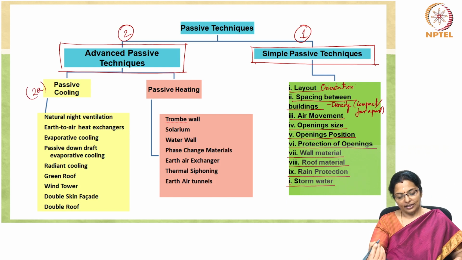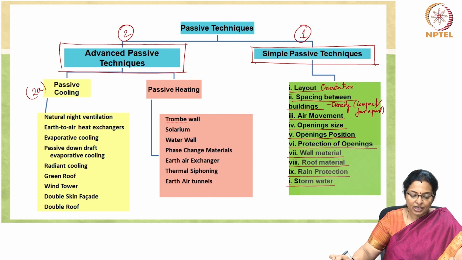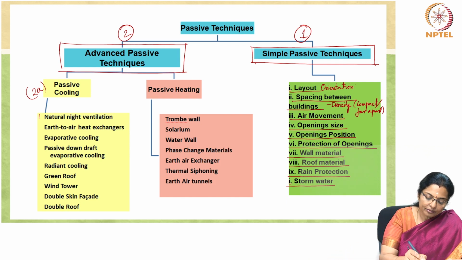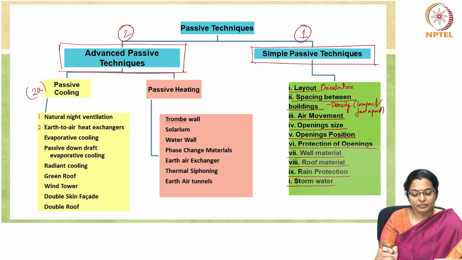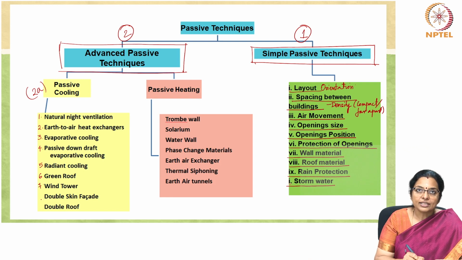So, what are the various passive cooling techniques? We have the natural night ventilation, earth to air exchangers, evaporative cooling, PDEC, passive downdraft evaporative cooling, radiant cooling, green roof, wind tower, double skin facade and double roof.